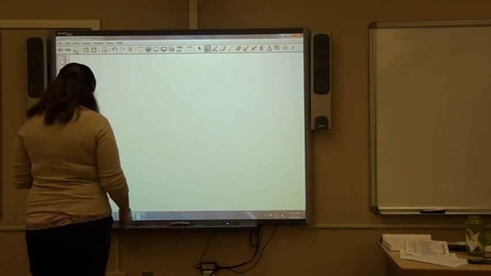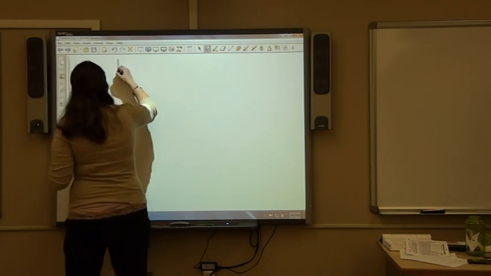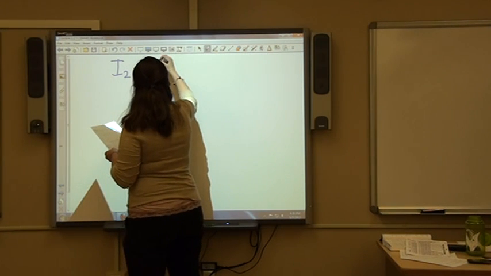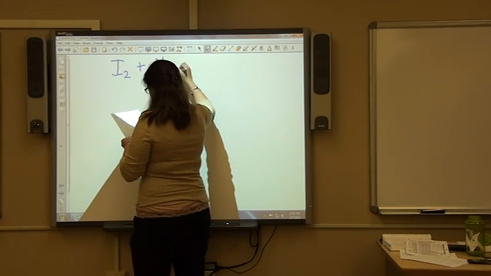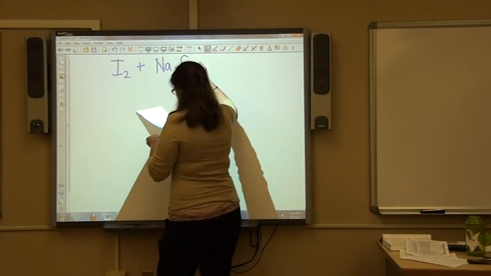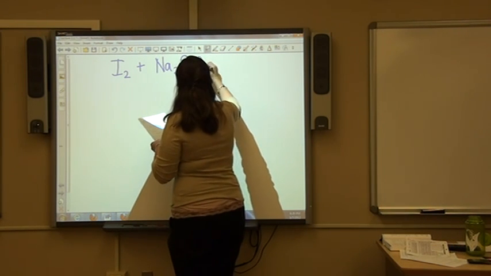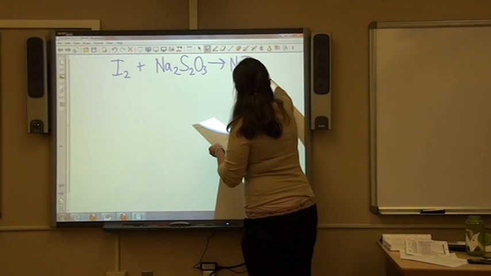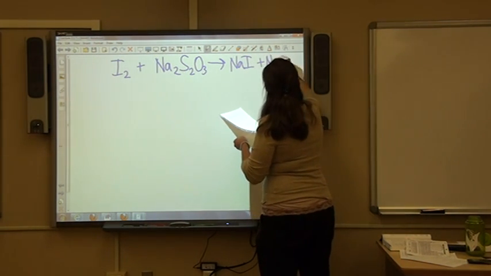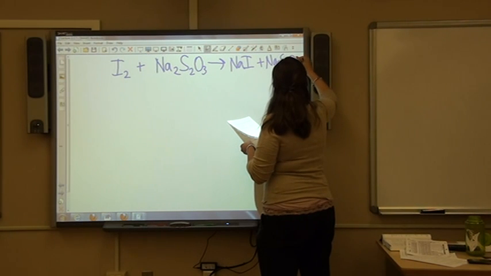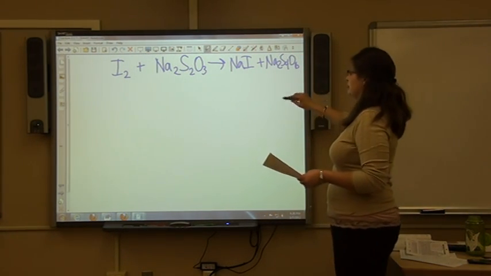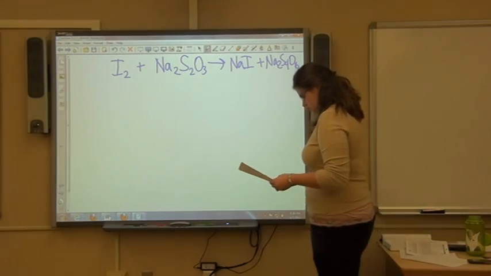Okay, let's do more examples. This is our next chemical equation. Iodine plus Na2S2O3 yields NaI plus Na2S4O6. That's a 6. Okay, balance this equation.